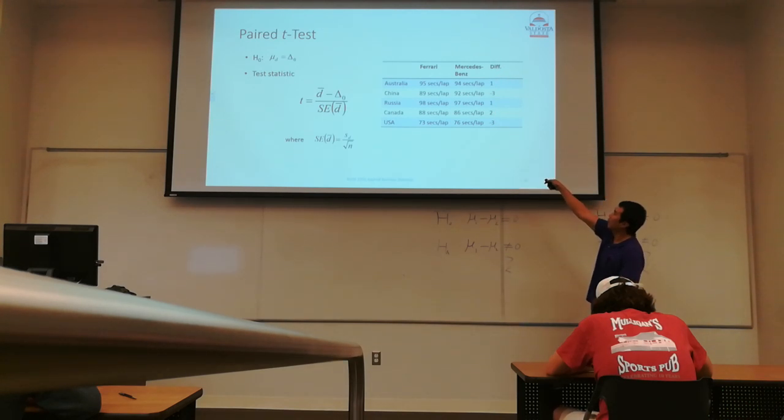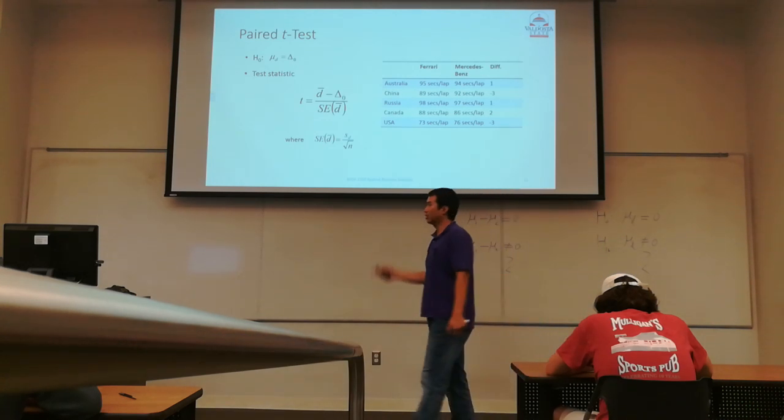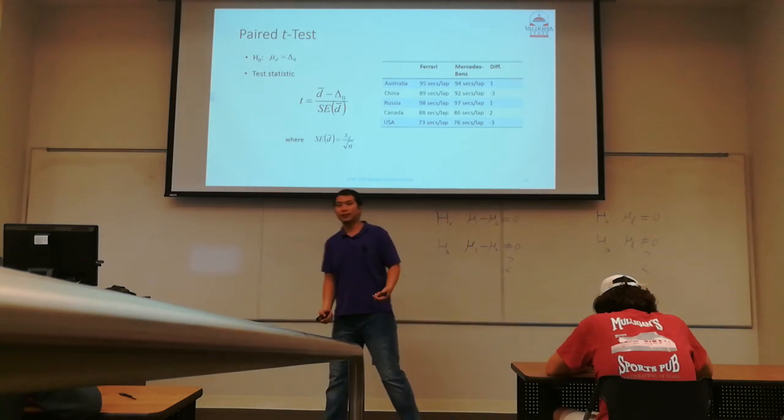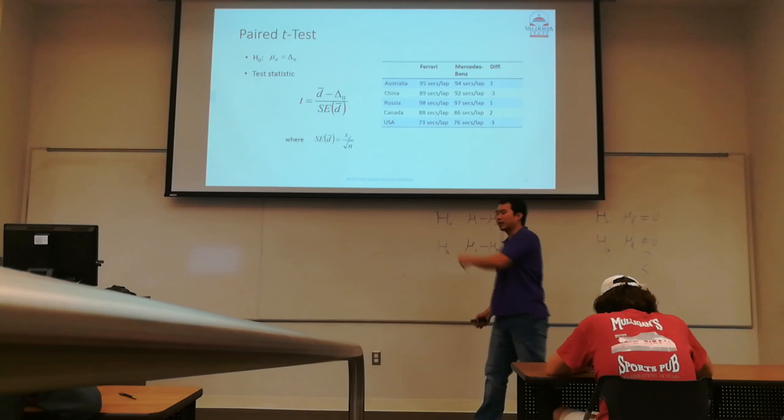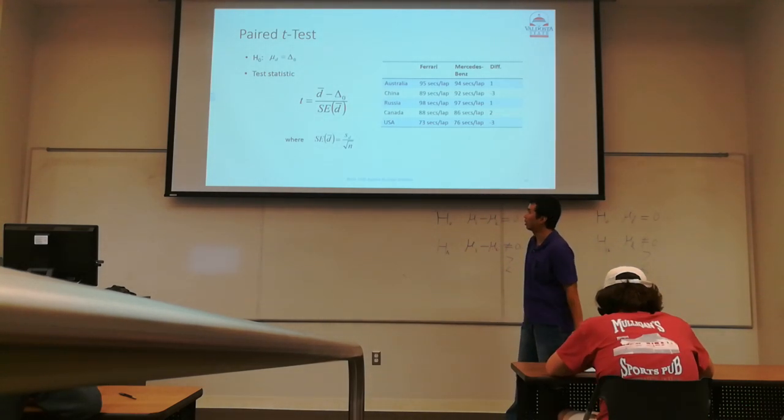Yes, d bar is the mean of the differences. So we have one column called difference. If you take the average of this column, that's your d-bar. That is your d-bar. So that is the value that we can calculate based on our sampling. So that's not a problem for us.